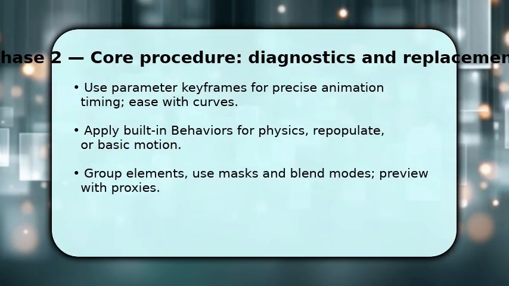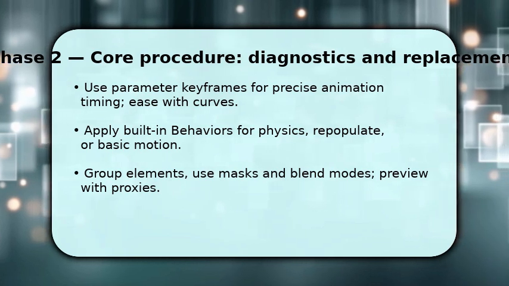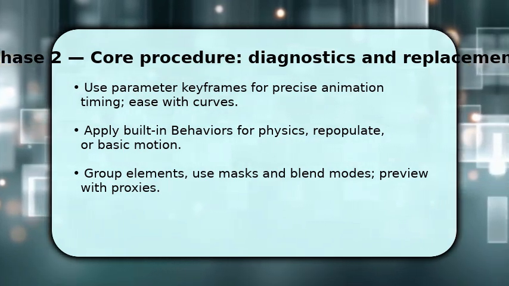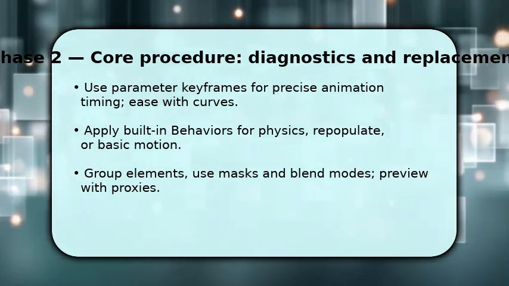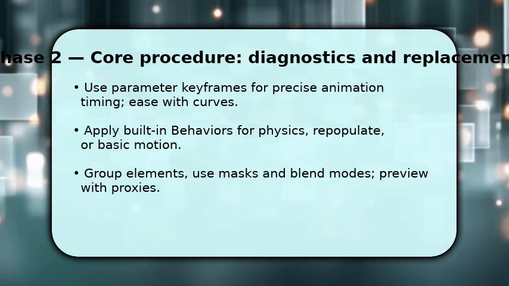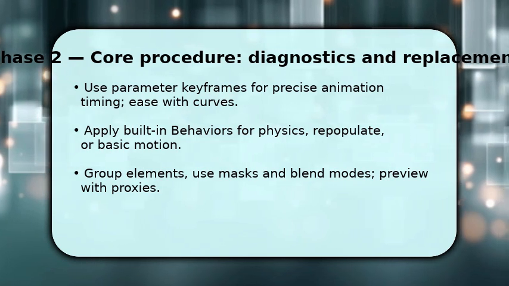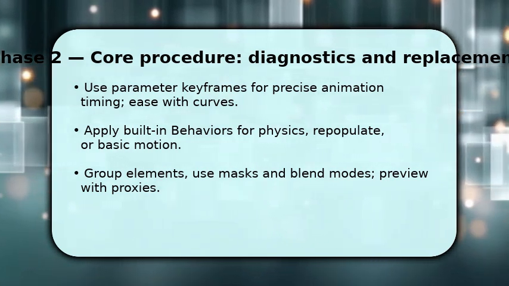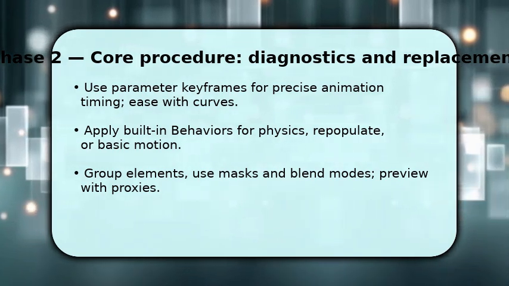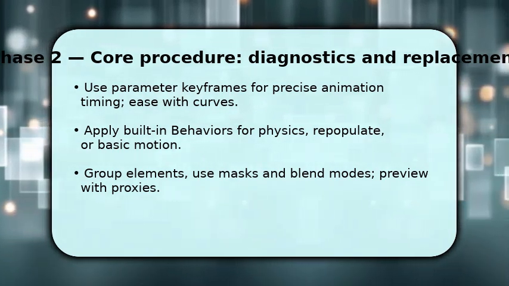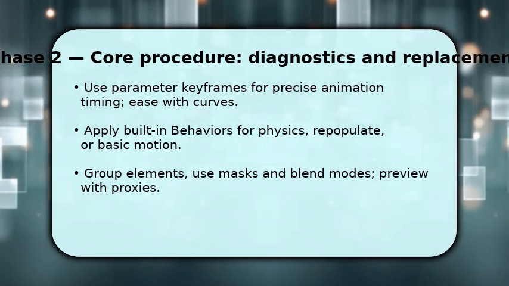Once your assets are organized, animate with purpose. Place keyframes for position, scale, and opacity where motion must hit precisely, and then ease them using curve handles so movement feels natural. Use built-in behaviors to add physics or smooth motion quickly, but combine them with manual keyframes when you need control. Group related elements and apply masks or blend modes to isolate effects. Preview using proxies to keep playback real-time. This approach balances speed with accuracy, so your animation reads clearly on cut.